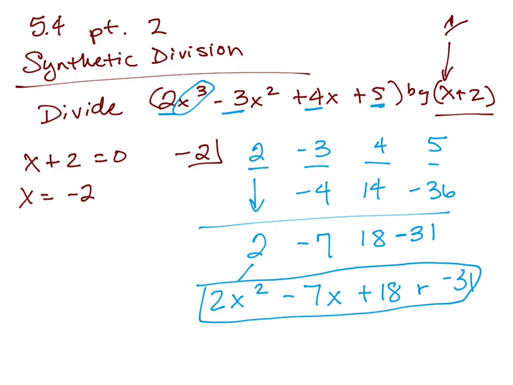Cool? So it's a shortcut. Pretty neat. Another way you could have written this was 2x squared minus 7x plus 18 and negative 31 over x plus 2. Remember, that's another representation of the same information.